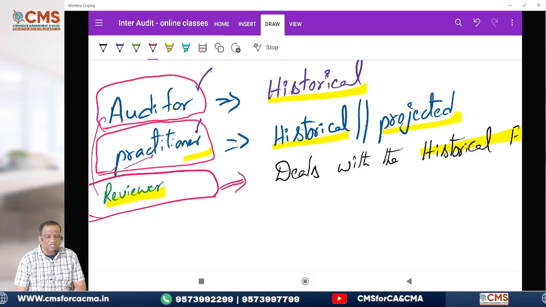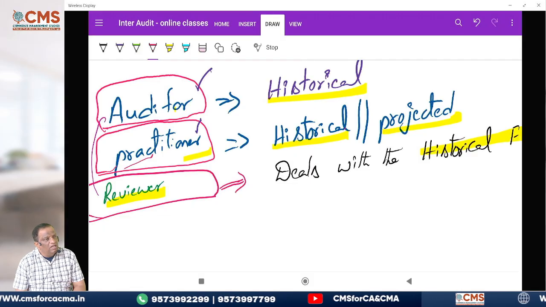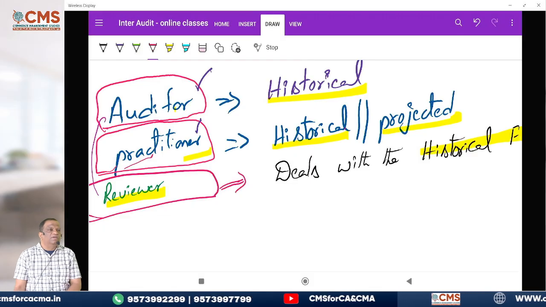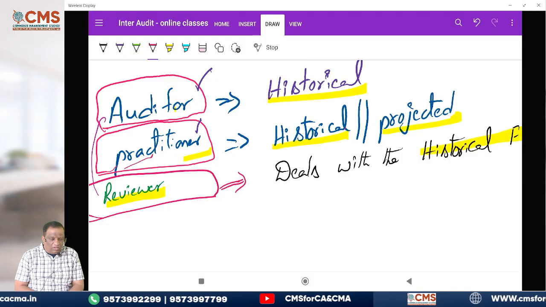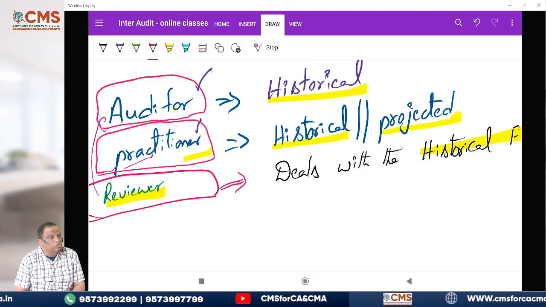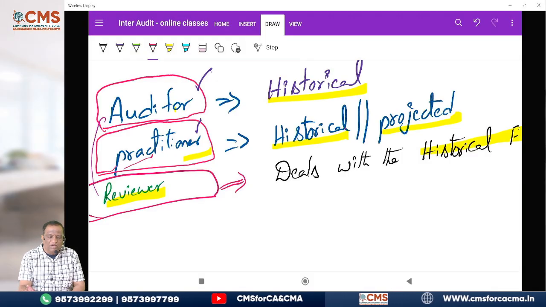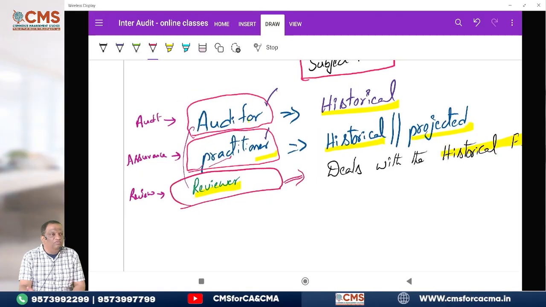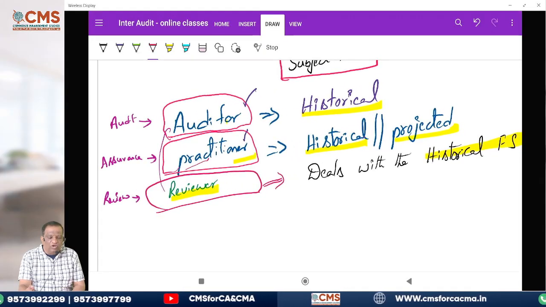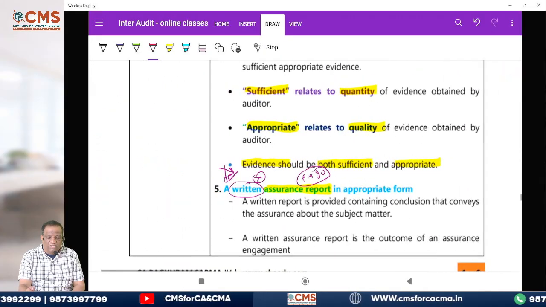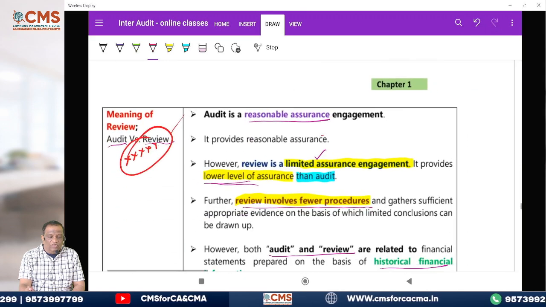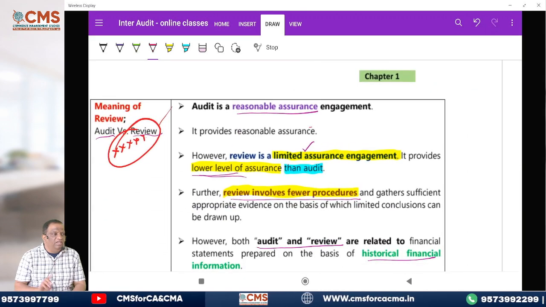That is why you say the practitioner role is a little bigger than the auditor role, because he is involved in attesting not only historical but also projected. So, that is the background of it. Then we come to one more word here, that is the reviewer. Now, the reviewer, because we learned 3 things.